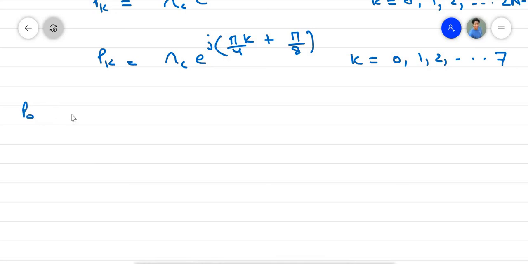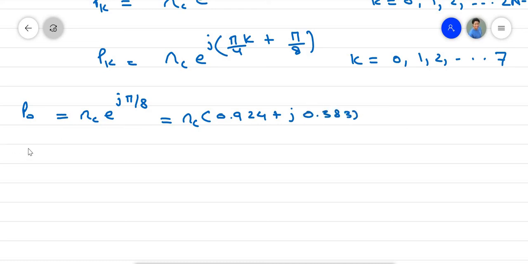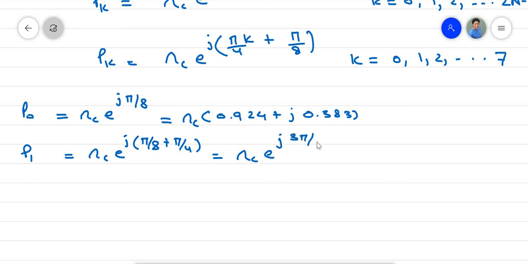So first, P0. P0 will be equal to omega C exponential j pi by 8. If we solve this exponential j pi by 8, we get omega C times (0.924 plus j 0.383). Then P1 will be equal to omega C exponential j (pi by 8 plus pi by 4). Solving this will give omega C exponential j 3 pi by 8, which is equal to omega C times (0.383 plus j 0.924).